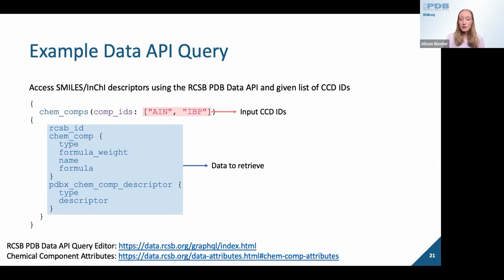A list of all the chemical component attributes available to query in the Data API is provided at the link listed here to help you build your Data API queries. In this particular query, we're requesting retrieval of type, formula weight, name, and formula from the ChemComp category, plus chemical descriptors from the PDBX ChemComp descriptor category.